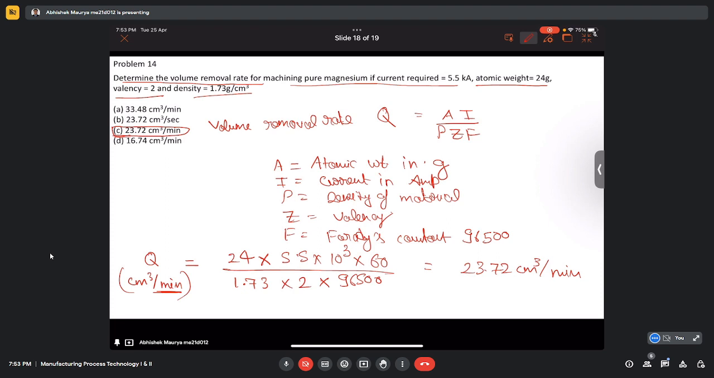Any doubt? Okay, it seems it is clear to everyone. So let's move with the last problem of the day.